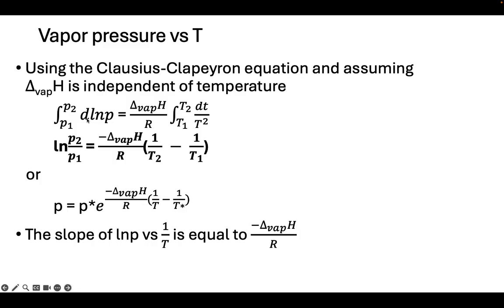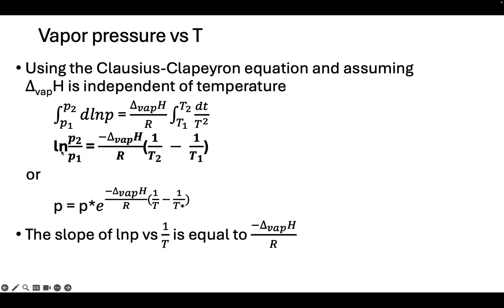And then the d natural log of P, right? So when you integrate the d natural log of P, since it's just like dx, you get x at P2 minus x at P1. Well, in this case, it's the natural log of P2 over the natural log of P1. On the right side here you have the delta H over R, and then the integral of 1 over T squared, right, is going to be 1 over T. So you end up with 1 over T2 minus 1 over T1, and then the negative sign out in front, which came because you integrate 1 over T squared.